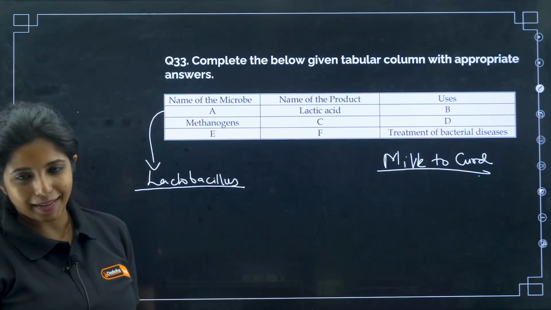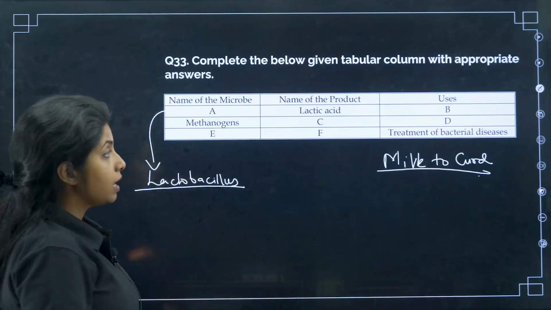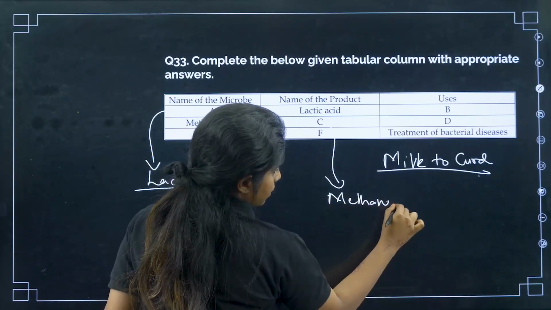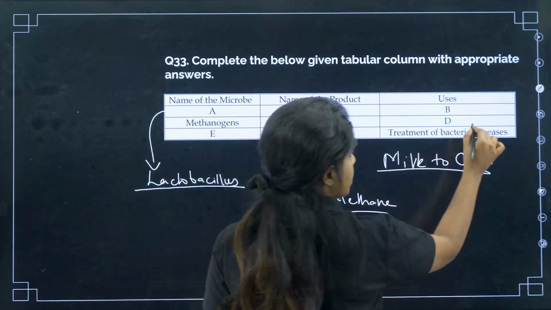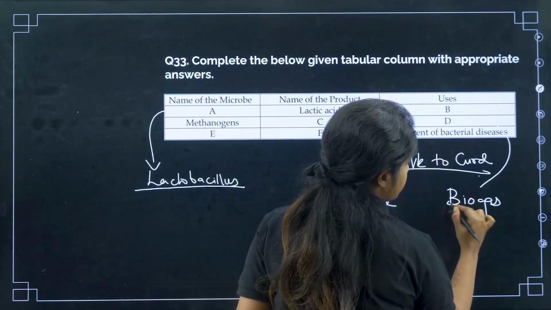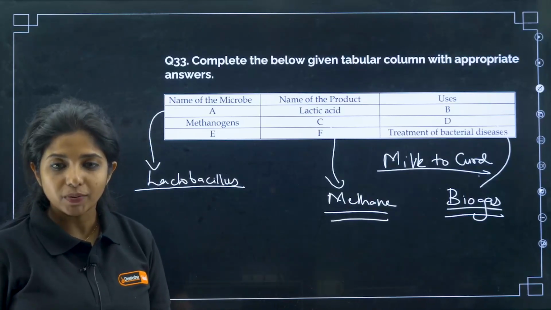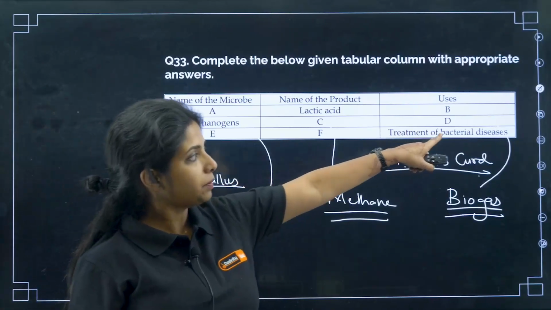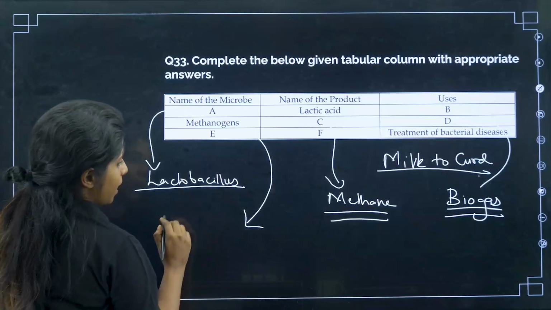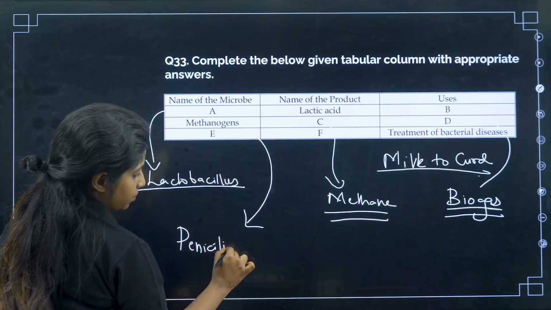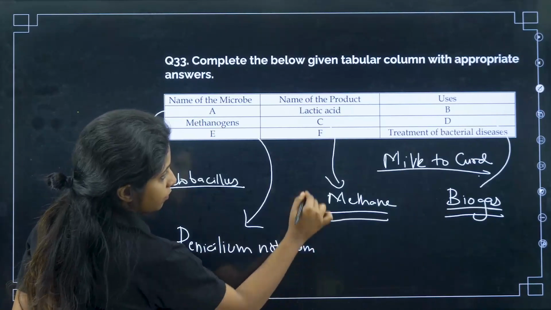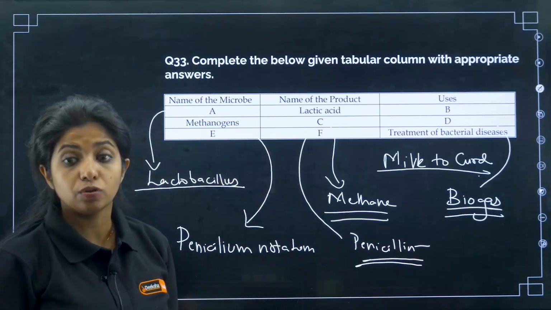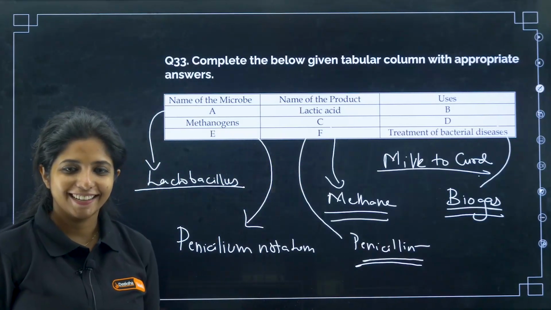Now methanogens, what is the name of the product that they produce? They produce a gas known as methane, and what is the use? This gas is used as biogas, my dear children. Now again, name of the product, treatment of bacterial disease. What is the name of the microbe? I just know one microbe, that is Penicillium notatum, which releases penicillin, and this penicillin acts like an antibiotic. It is going to treat bacterial diseases. Okay, got it?